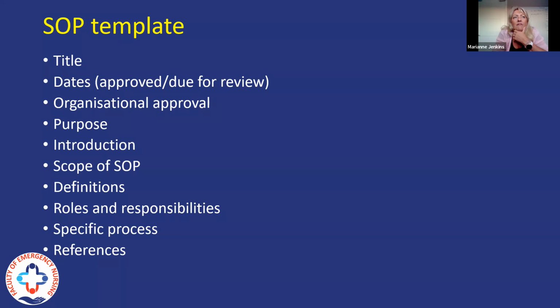You need to have documented on there as well your organisational approval: which groups have approved this, have had sight of it, and have made final approval and ownership of it. So those should be on your title page at the beginning. It should have a title that's clear, the dates for it, and who in the organisation owns it and has approved it.